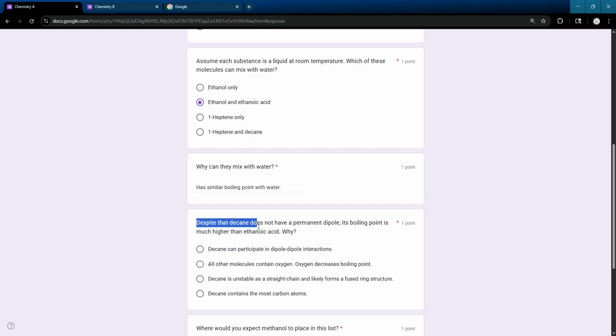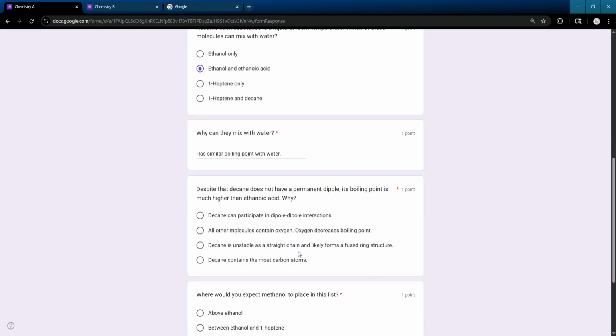Despite that, decane does not have a permanent dipole. Its boiling point is much higher than ethanoic acid. Why? Interesting. Oxygen decreases boiling point. Oh, I'm not sure which one it is. Decane contains the most carbon atoms. Probably Y.